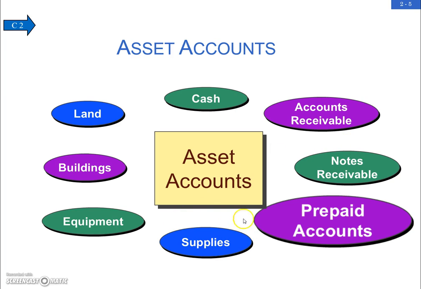Supplies, once again, these are small things. Office supplies are one example. In our lemonade stand example, it was lemons, cups, things like that we would use to make our products.